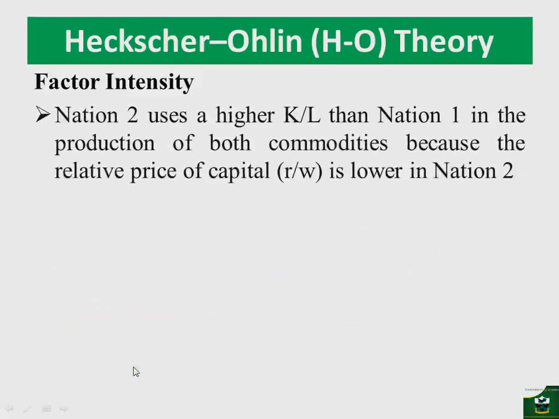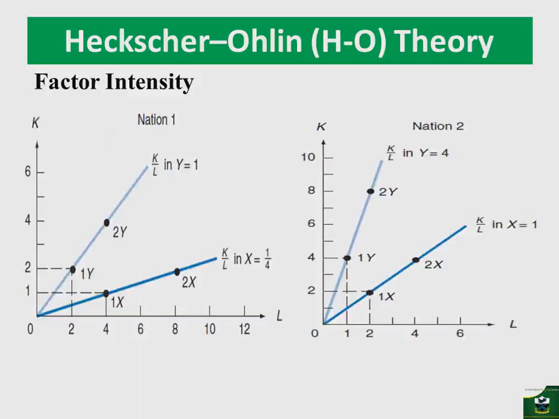Okay, so from there, nation 2 uses a higher capital labor ratio than nation 1 in the production of both commodities because the relative price of capital is lower in nation 2. So you will see that where nation 1 has a higher capital labor ratio in the production of both commodities, we are looking at the prices of the factors of production. So let's go back to our previous graph.